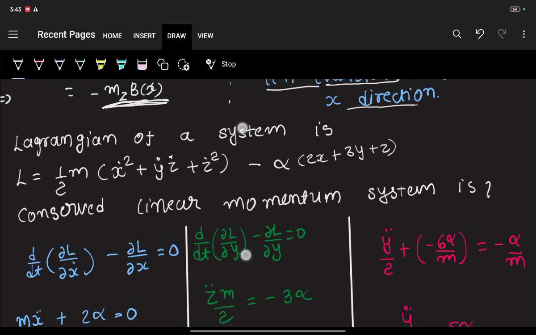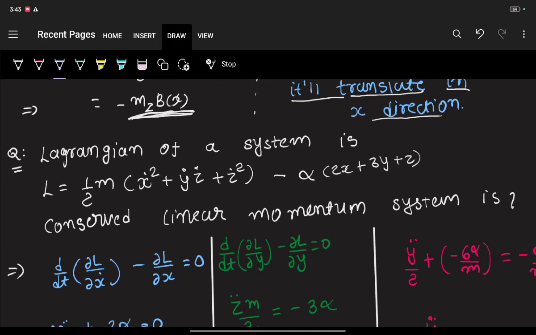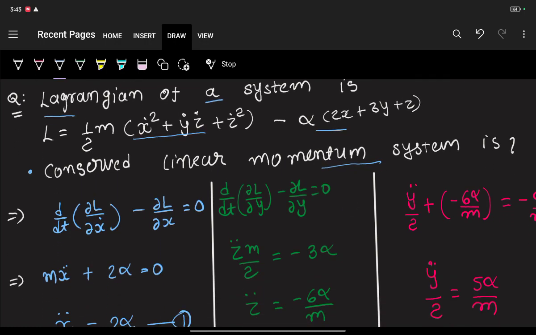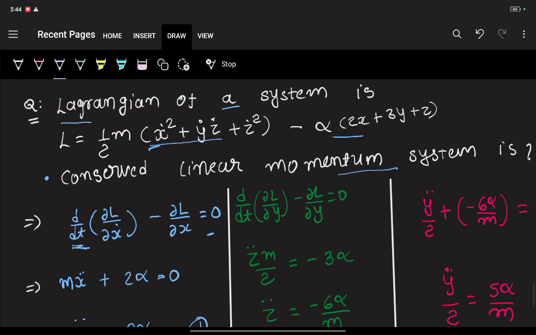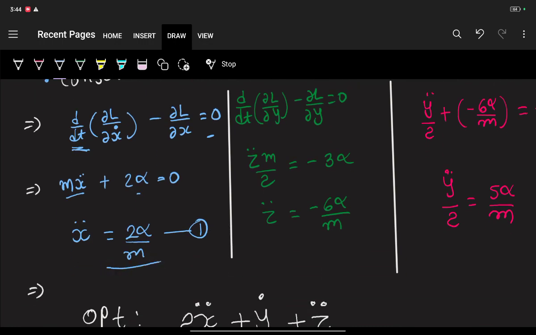Next question is that the Lagrangian of a system is given, and there were some options and we need to find out which one is correct for conserved linear momentum. For that we can write the Lagrangian equation. For the x component, if we differentiate with respect to x dot, we will get m x double dot plus 2 alpha is equal to 0, and from here we'll get x double dot.